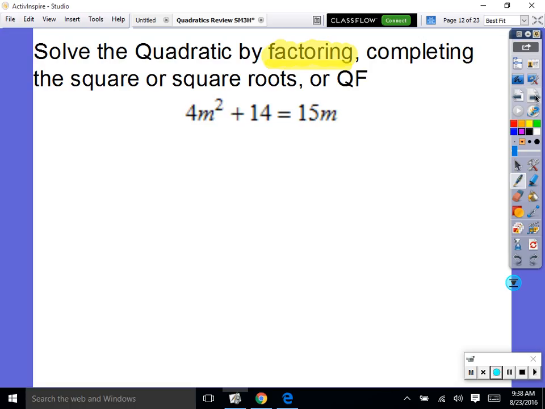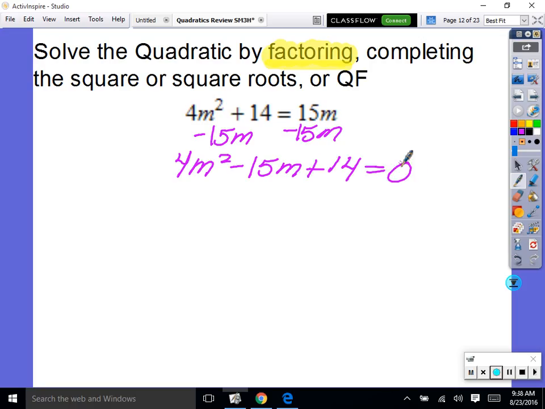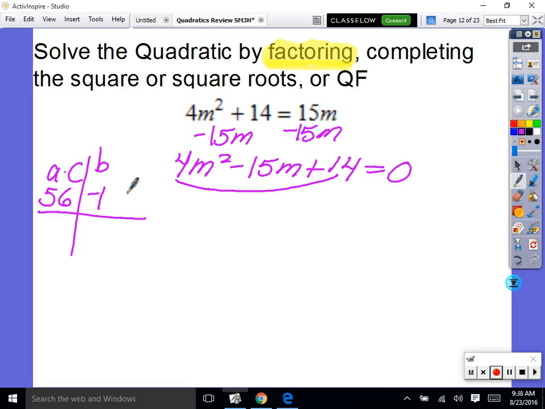So first of all, before we can solve by factoring, we have to make it equal to 0, right? And put it in standard form. So I'm going to subtract 15m from both sides, and I'm putting it in standard form. 4m squared minus 15m plus 14 is equal to 0. Now we can continue to factor, if it's factorable, to say what multiplies to be a times c and adds up to be b. Okay, a times c. So somebody tell me what's 4 times 14? Go. Okay, what multiplies to be 56 and adds up to be -15.